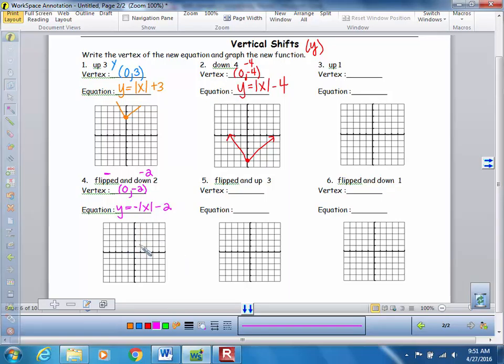Okay? So when we graph this, we're graphing our vertex first. 0, negative 2, we're going down 2, putting a point, and which way should my V face? Down.